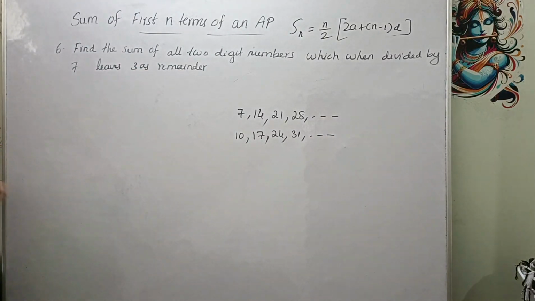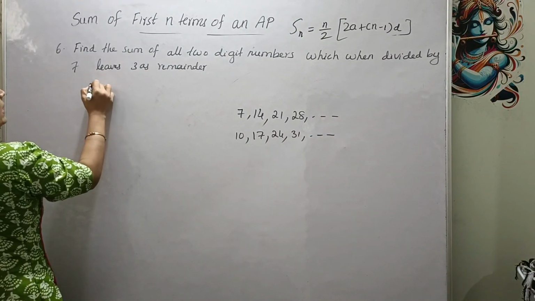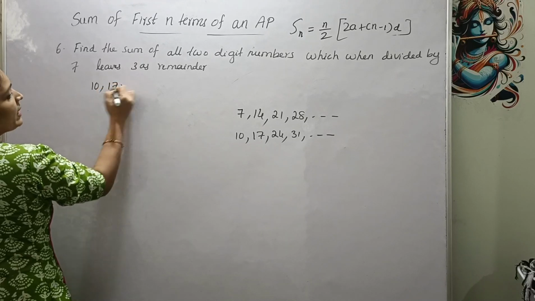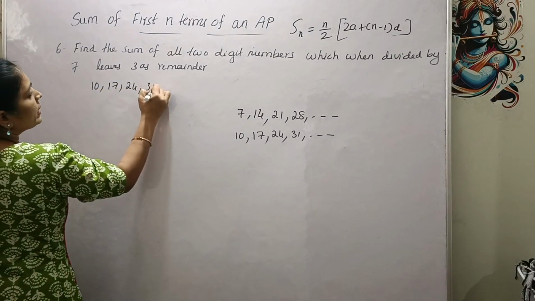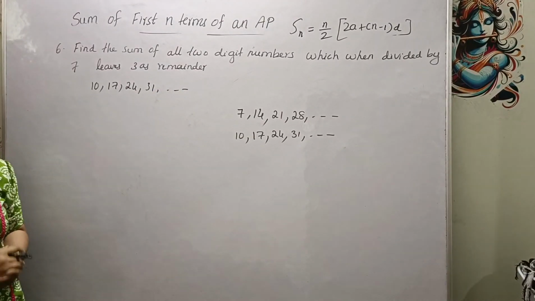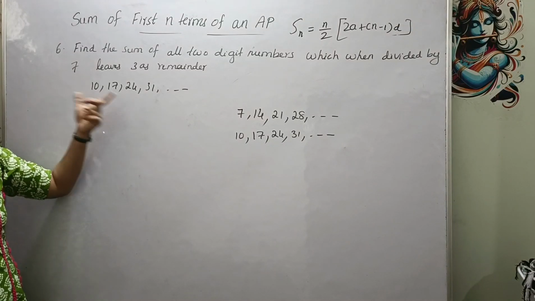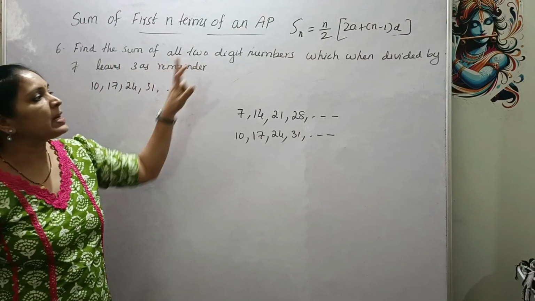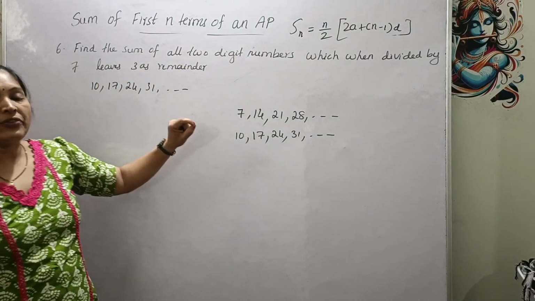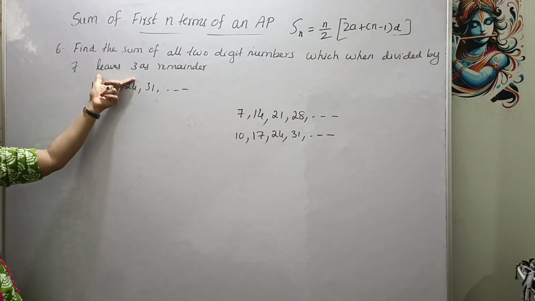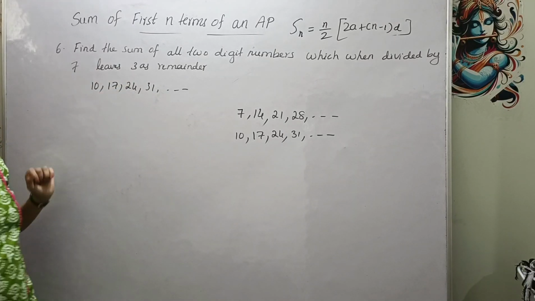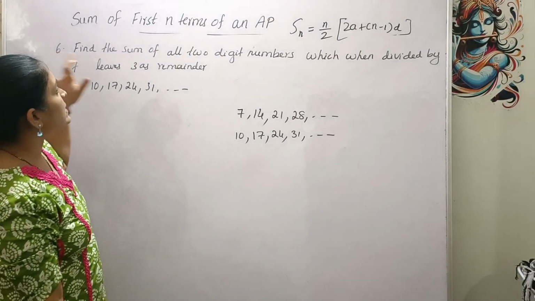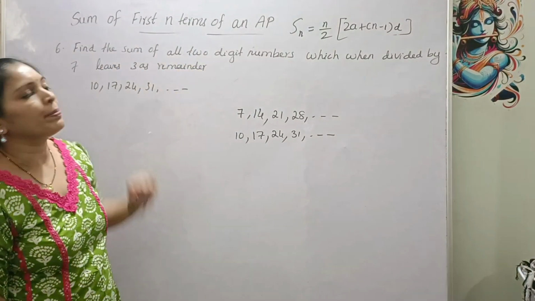Right? So here, what are the numbers? The AP is 10, 17, 24, 31, etc. Okay? These are the two-digit numbers which when divided by 7 leave 3 as remainder. Now here we have to find the sum of all two-digit numbers, right?